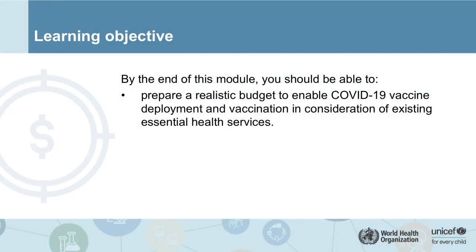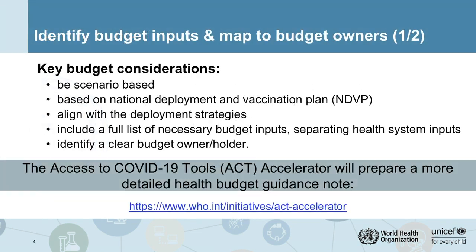By the end of this module, you should be able to prepare a realistic budget to enable COVID-19 vaccine deployment and vaccination in consideration of existing essential health services. Identify budget inputs and map to budget owners.